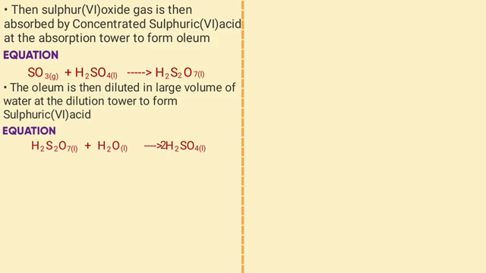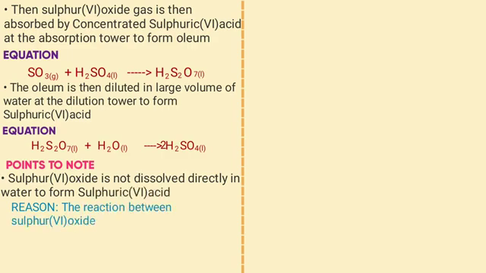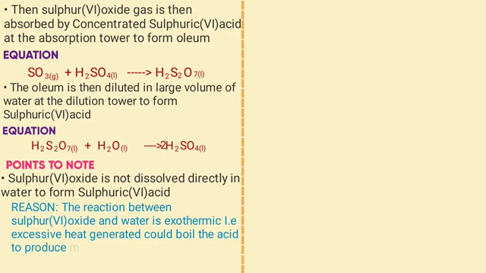Now, note the following things. Sulfur (VI) oxide is not dissolved directly in water. Reason: the excessive heat produced. The reaction between sulfur (VI) oxide and water is exothermic, i.e., the excessive heat generated could boil the acid to produce a mist of fine droplets of sulfuric acid in air.